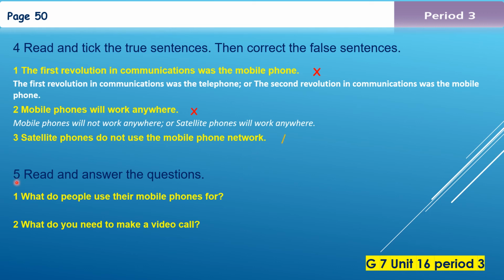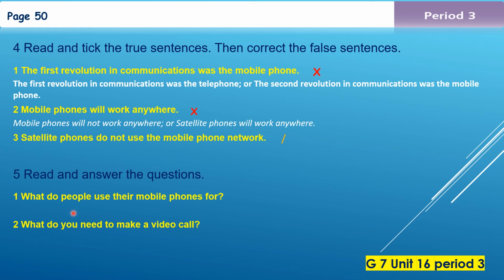Question number 5. Read and answer the questions. Here you have 2 questions about the passage. Let's first read them. 1. What do people use their mobile phones for? 2. What do you need to make a video call? Okay, I'll give you some time to find the answers.